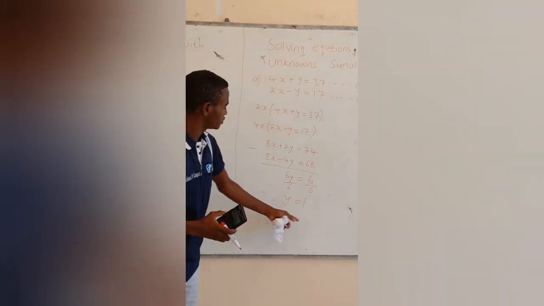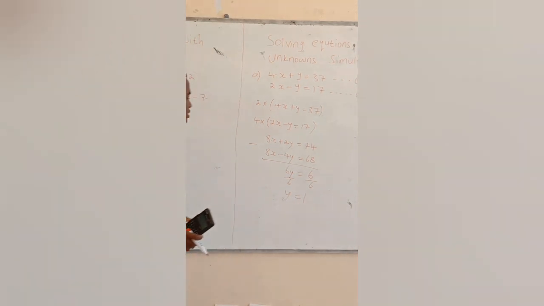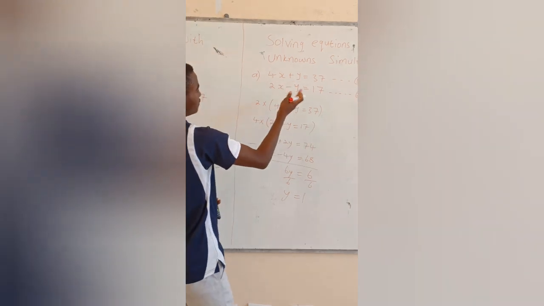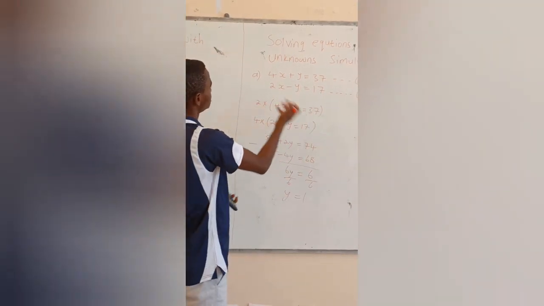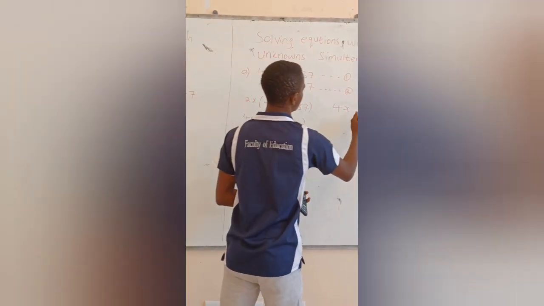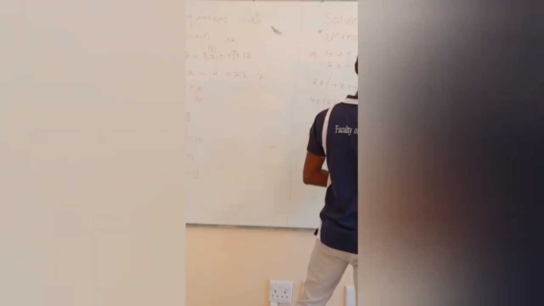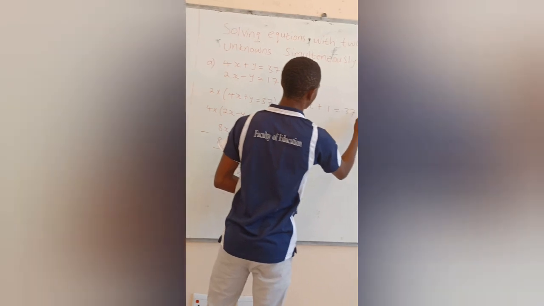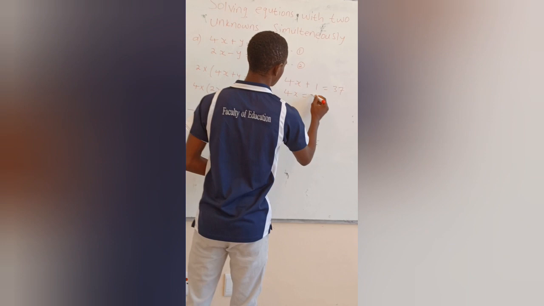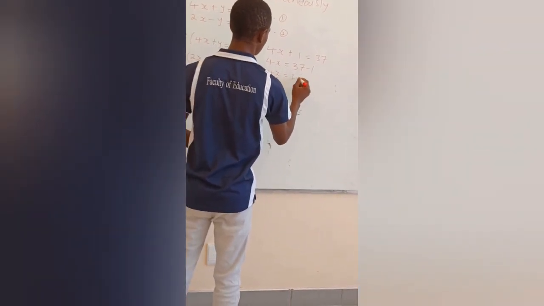Since you got y is equal to 1, you substitute it into y. You choose any equation of your choice, either the first one or the second one, then you substitute y. Let's take equation 1. We have 4x plus y, but where you see y, you put 1. You put 1, is equal to 37. Then you collect like terms. Here we'll be left with 4x is equal to 37 minus 1. We have 4x is equal to 36.